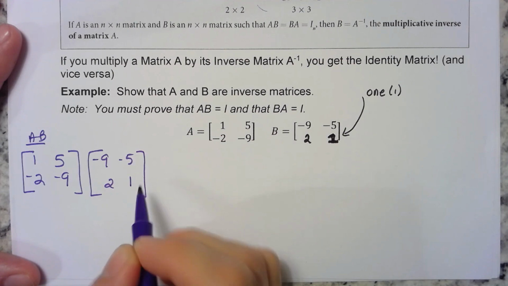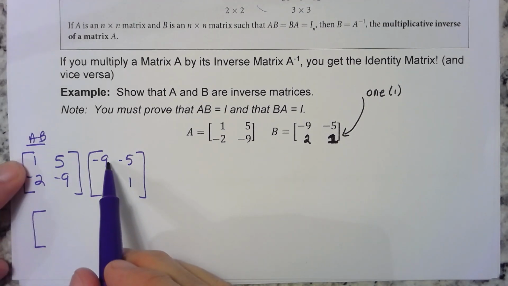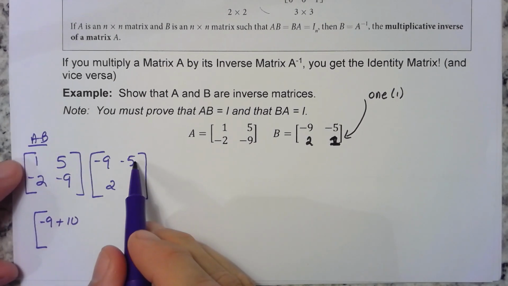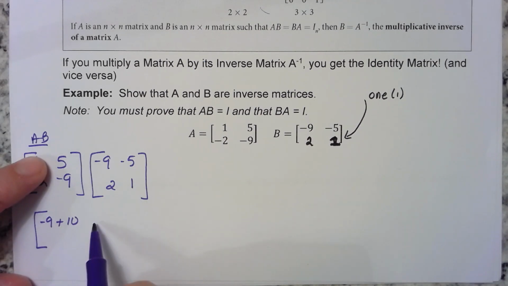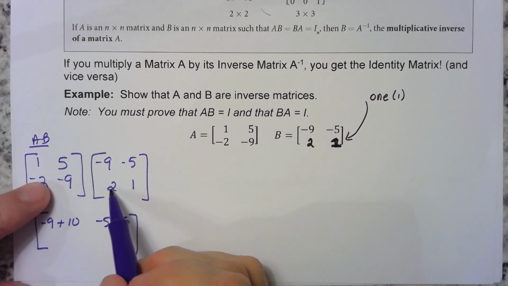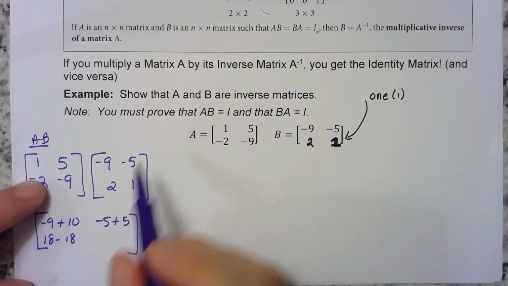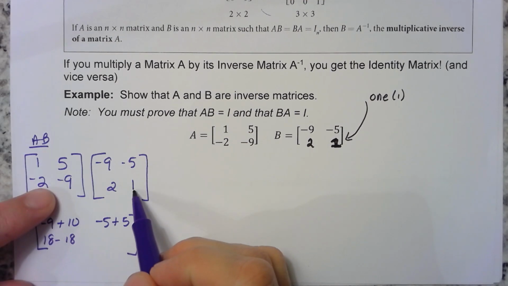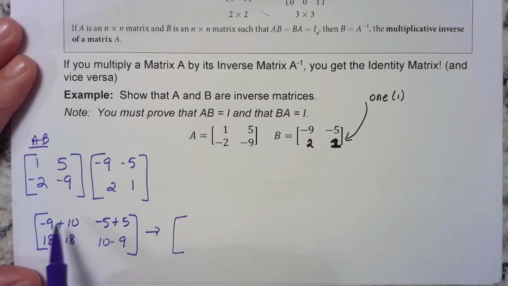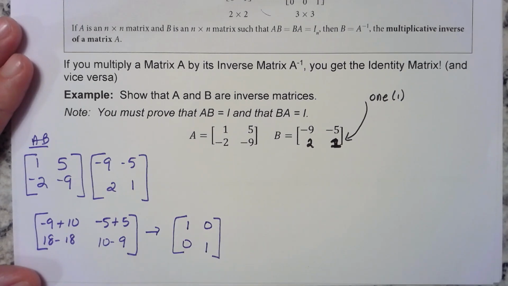So that'll be negative 9 plus 10. This will be negative 5 plus 5. This will be 18 minus 18. And this will be 10 minus 9. Hopefully you're getting better and better at multiplying matrices, and you can just go through them really fast like that. So negative 9 plus 10, negative 5 plus 5, 18 minus 18, and 10 minus 9. So far, they look like they are inverse matrices.